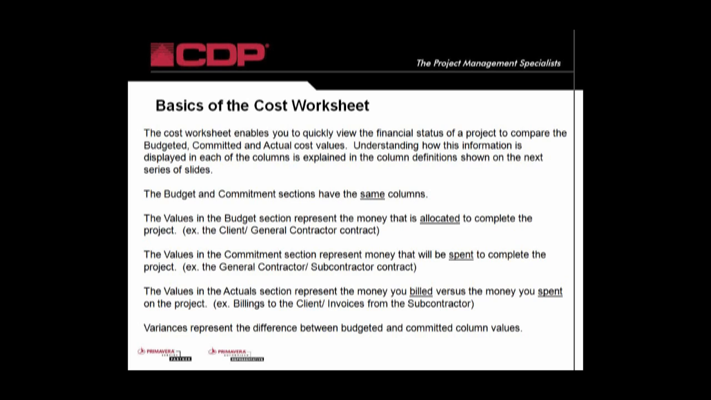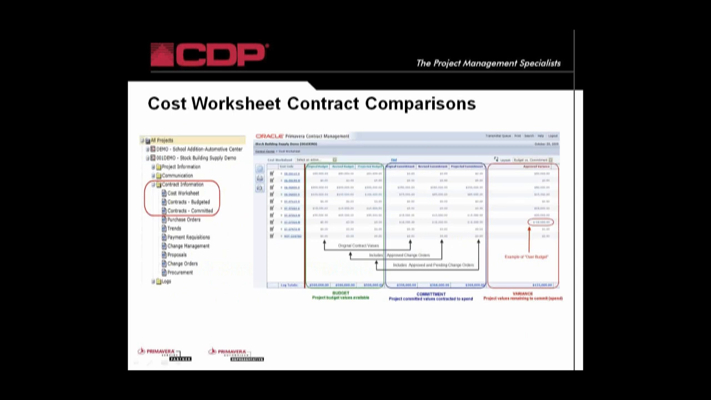The values in the actual section represent the money you billed versus the money you spent on the project, so that you can see what you've been paid and calculate against what you've been paid out. Okay? The variances represent the difference between the budgeted and the committed column values. Okay? No questions so far? No questions. We're good. Okay.